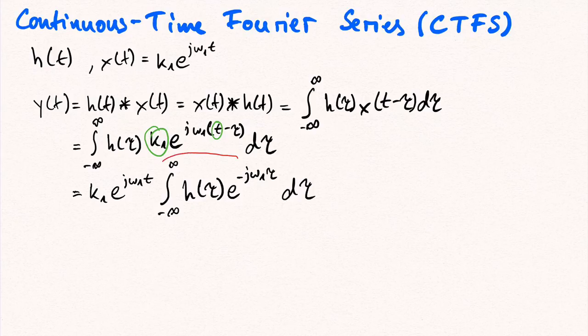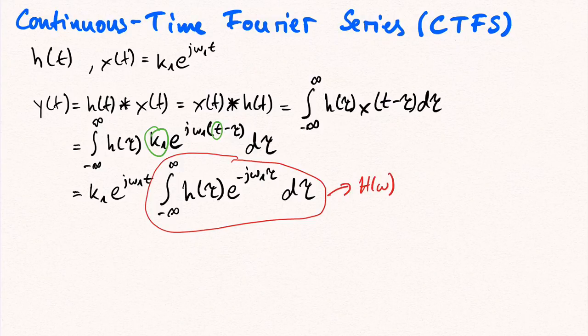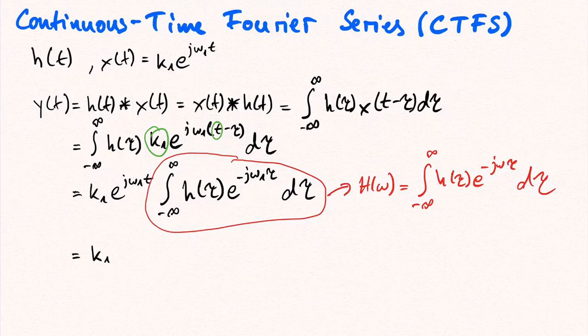When solving this integral, the result will be a complex number that depends on the frequency omega 1. Let's define this complex number as a complex function of omega 1 and express it as H of omega, equal to the integral between minus infinity and infinity of h of tau e to the minus j omega tau d tau, so that we can write that y of t is equal to k1 e to the j omega 1 t times H of omega 1.